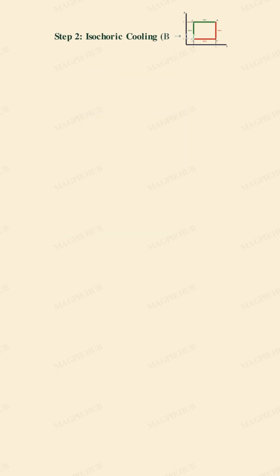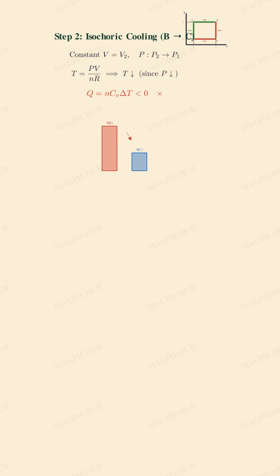Step 2 is isochoric cooling from B to C at constant volume V2. Pressure drops from P2 to P1. Since volume is constant and pressure decreases, temperature decreases. Q equals nCV delta T, which is negative. Heat is released, not absorbed, in step 2.